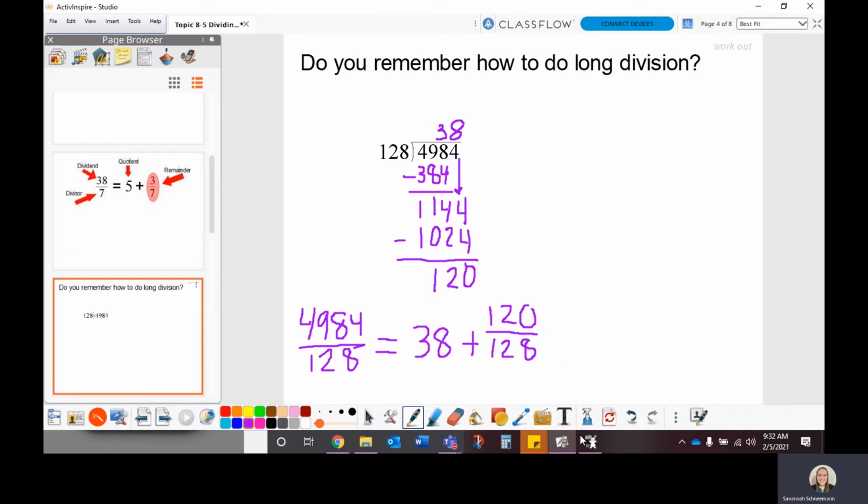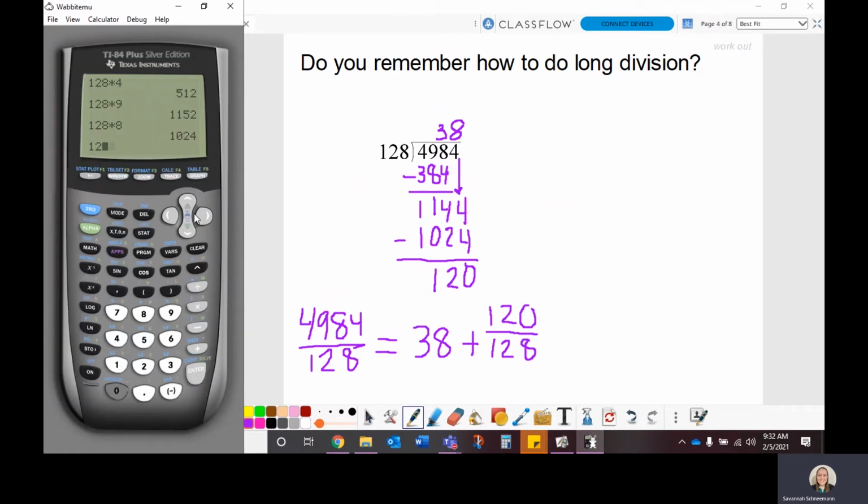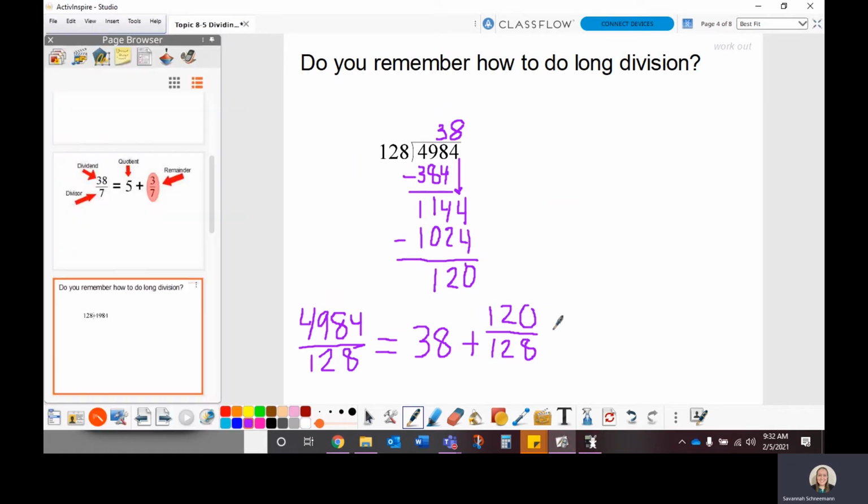We want to simplify this fraction, so I'm going to do 120 over 128. And it gets us that decimal, so I am going to hit math, convert it to the most simplified fraction, and we get 15 over 16. So this would be equal to 38 plus 15 over 16 is our remainder. So this is our quotient, and this is our remainder.